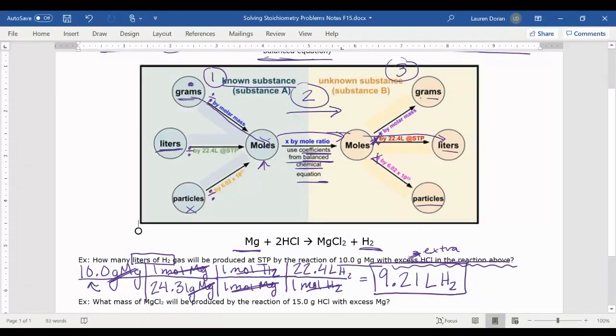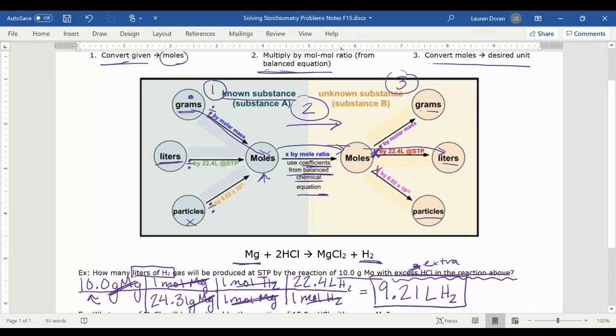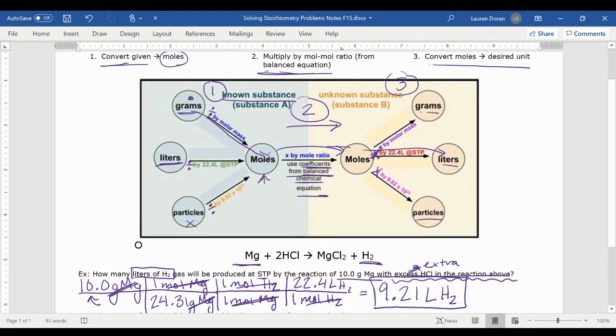So again, I took the 10 grams of magnesium as my given. I converted that to moles, step 1. Step 2, I multiplied by the mole-to-mole ratio. In this case, it happened to be a 1-to-1 ratio. Nice and simple. And then the last step, converting moles to the desired units. In this case, the question asked for liters. So I converted to liters by multiplying by 22.4 liters because that is the ratio of liters to moles at STP. Did the math, got an answer of 9.21 liters of H2.